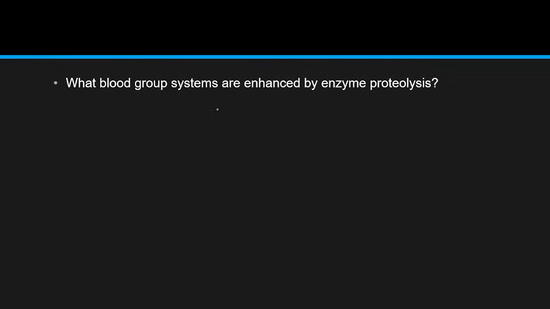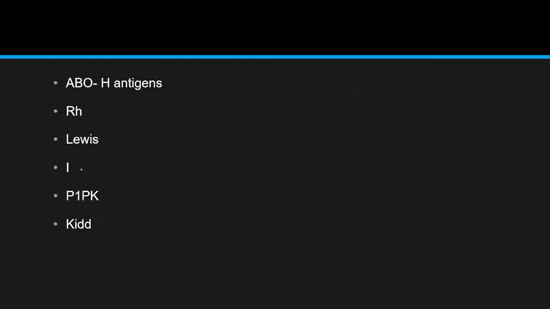Blood group systems are enhanced by enzyme proteolysis. What blood group systems are enhanced by enzyme proteolysis? You need to talk about again those three blood group systems plus the addition of the RH and the ABO blood group systems. I'm going to give you guys an example of what I mean by enzymatic proteolysis.